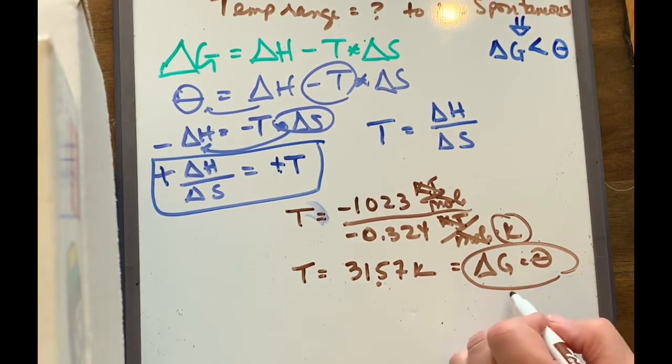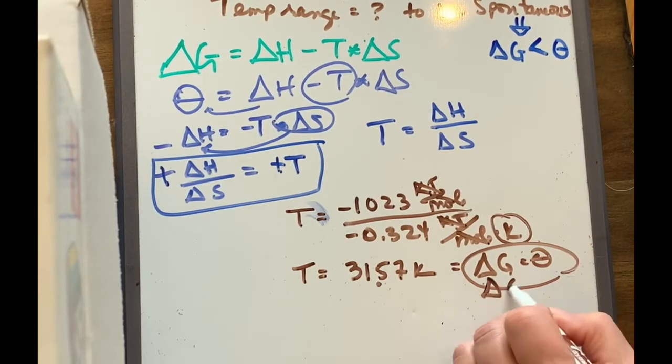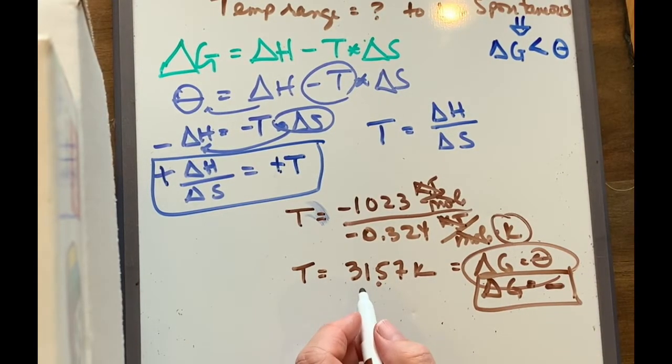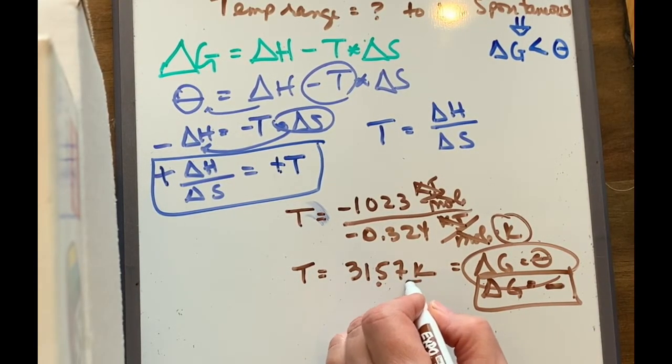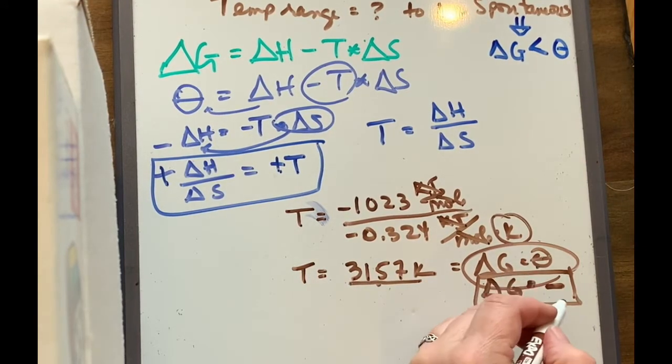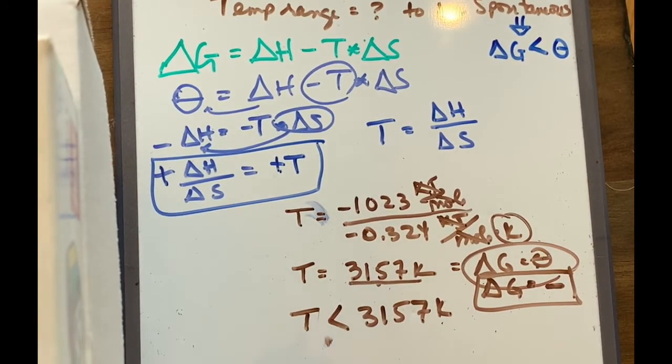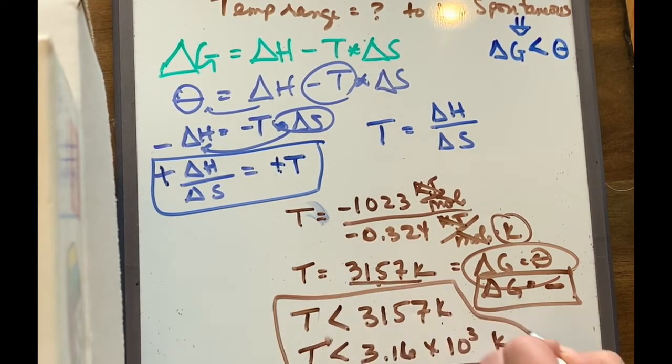But delta G actually has to be a negative in order for this to be spontaneous. Then we know that we can't get up to this number, otherwise we reach 0, and that's not a negative. So the range of T is that T must be less than 3,157 K. They said T is less than 3.16 times 10 to the 3 K. But either of those are right.